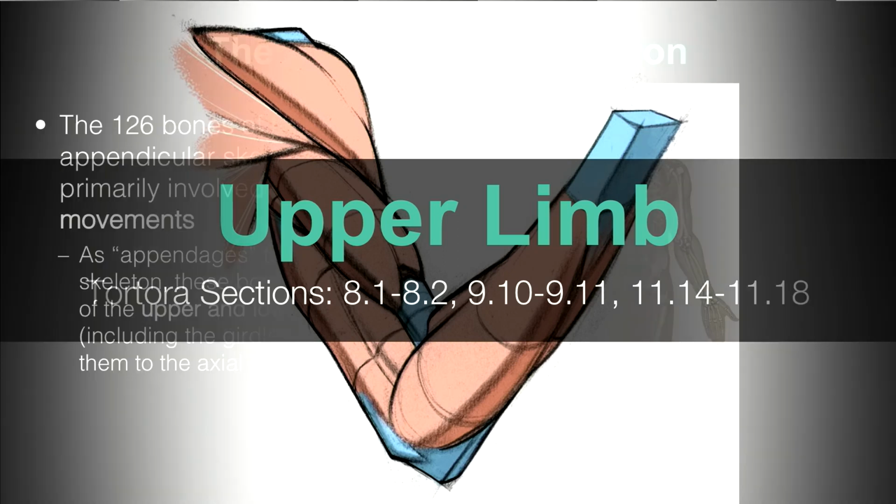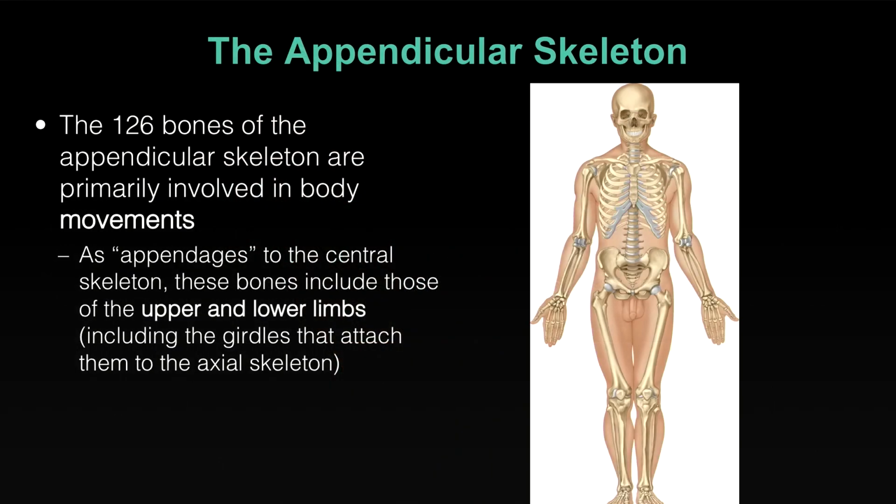Now, the limbs make up the appendicular skeleton. Appendages. Appendages to the axial skeleton, the primary vertical axis. And there are many more bones in the appendages than in the axial skeleton. We'll investigate a few key bones of interest and some of their features that are also interesting.